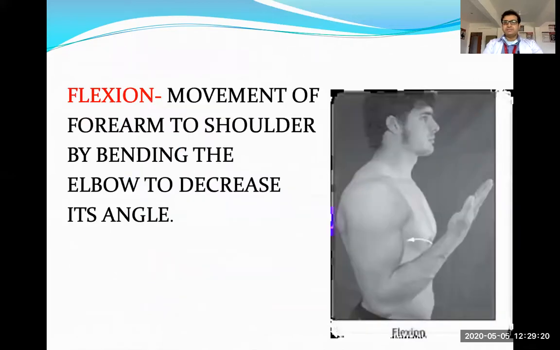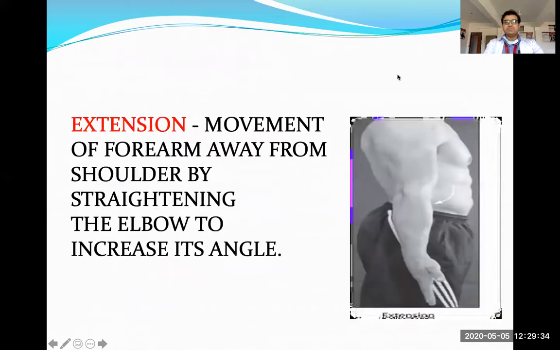Now flexion. What is flexion? Movement of forearm to the shoulder by bending the elbow to decrease the angle. Here in the diagram, the angle between arm and forearm is decreasing. Now come to the extension. Extension means opposite to the flexion. The movement of forearm away from the shoulder by straightening the elbow to increase the angle. Right, opposite to the flexion.